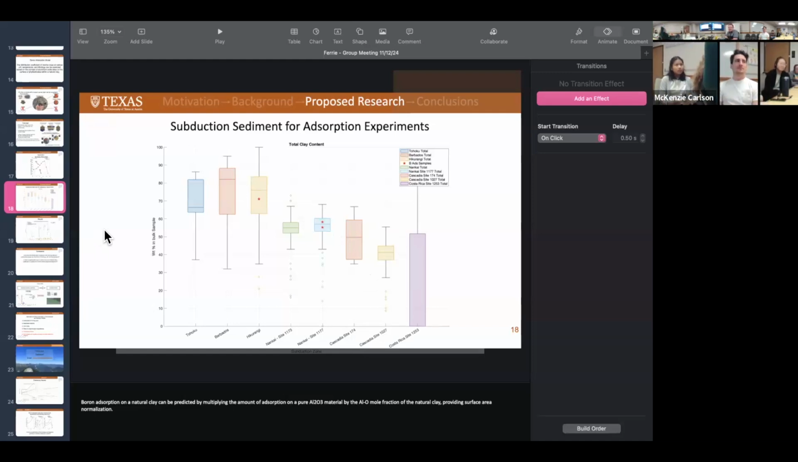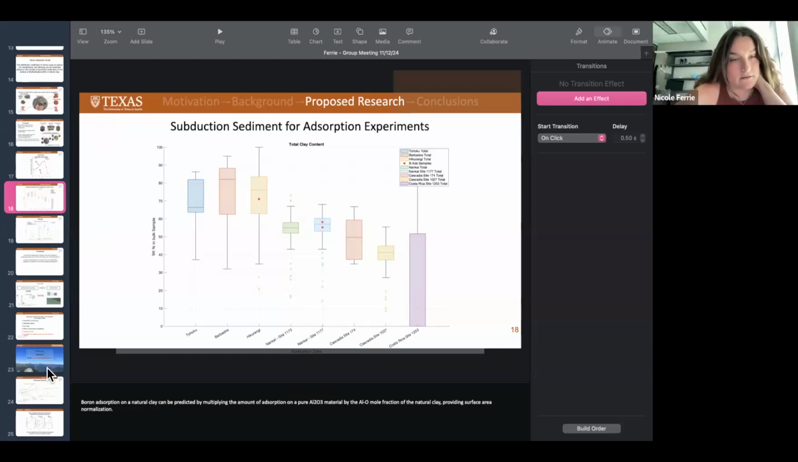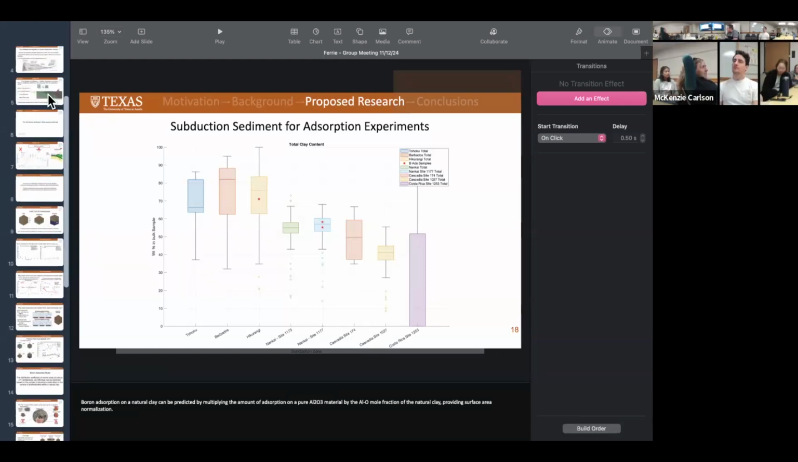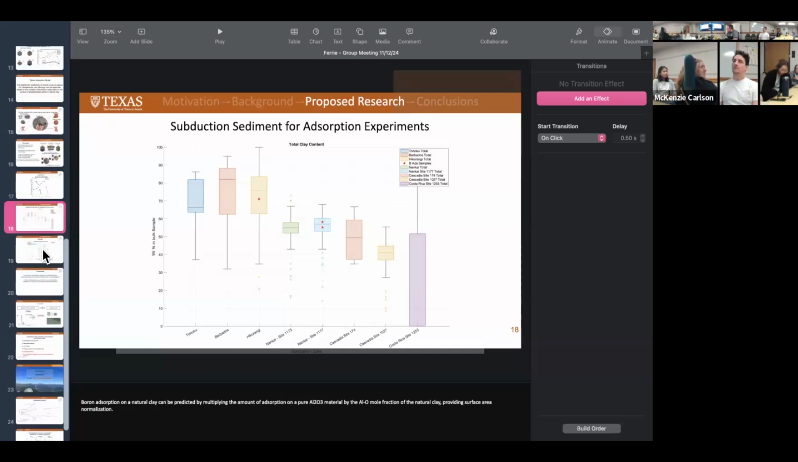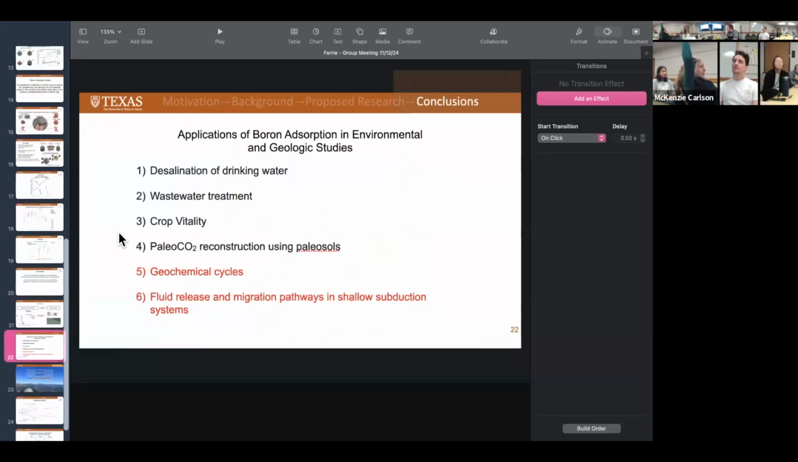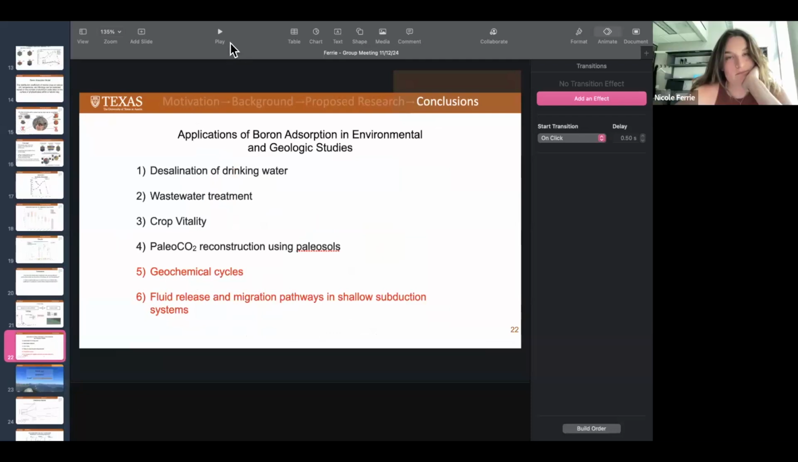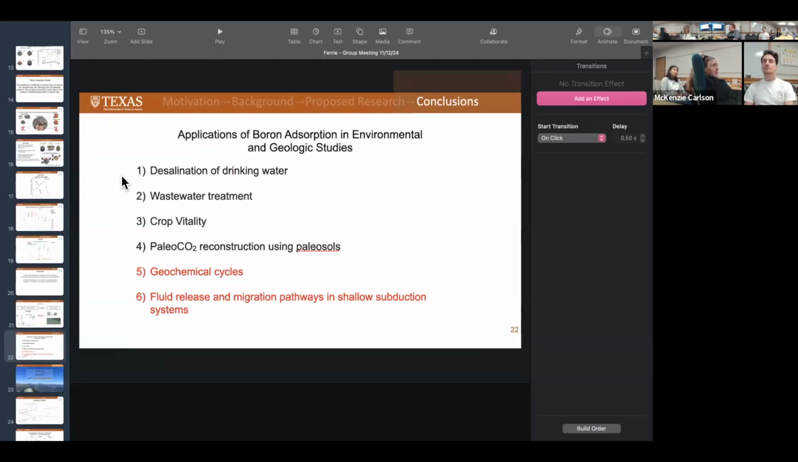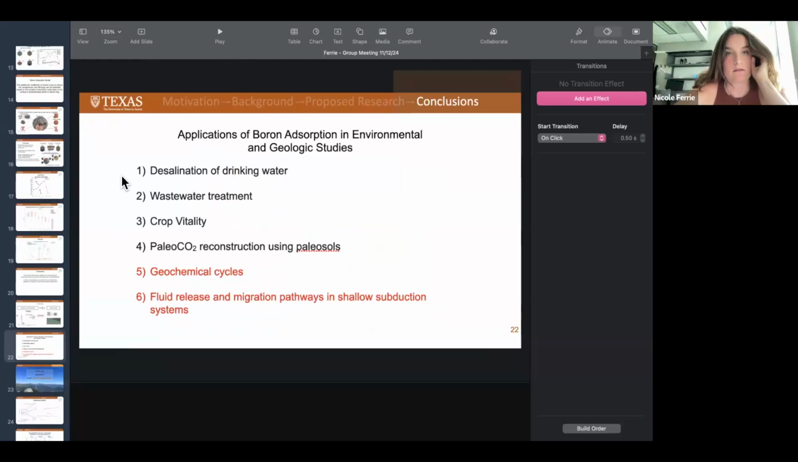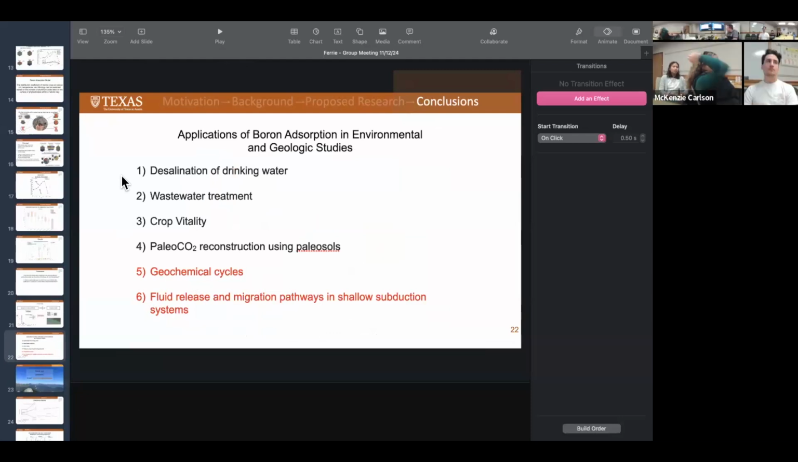I guess I have one. You mentioned these other applications, so wastewater treatment, and are you looking to apply that to any of these? There's big talk, especially in Texas, about the largest wastewater pure water purification plant being built in Houston right now, and then there's a desalination plant that may be built. So local applications here.